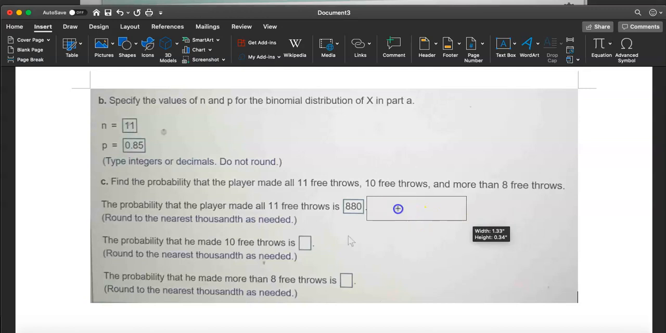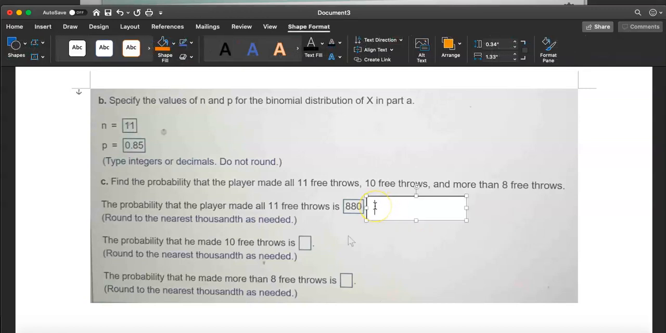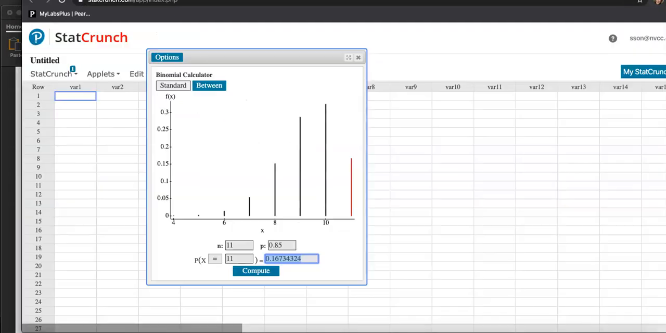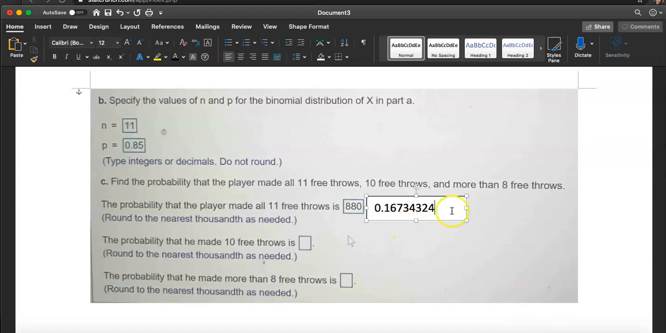They want you to round to the nearest thousandth. I forgot the number, guys. I'm gonna go and check it. The StatCrunch gave me this number. I'm just gonna copy this number and type it here, but we're rounding to the nearest thousandth. So I need 3 numbers after the decimal. Now this is the fourth number. 3 is the fourth number, but it's smaller than 5, so round down. The answer that we want is 0.167. Okay, so we're good with that one.